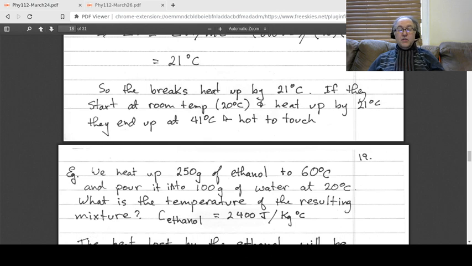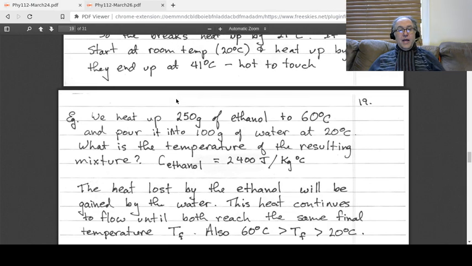Once the brakes heat up to 41 degrees Celsius, the energy has all been absorbed. I don't recommend you do this because brakes can get pretty hot, but if you were to go out there as soon as you stop and touch the brakes, you would certainly feel that they've heated up. Not so much that you would hurt yourself, but you might. I don't know, it depends how fast you're going. But in this particular case, 41 degrees Celsius would definitely be a noticeable temperature increase. So there's one use of the formula.